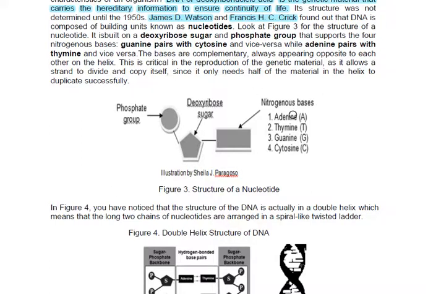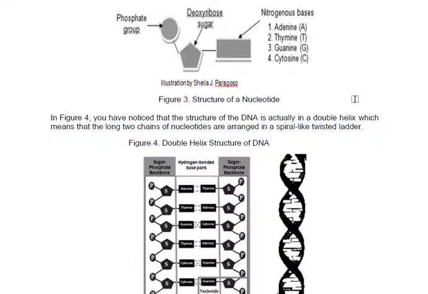So, now, the 4 bases pair with each other. They are partners. Guanine pairs with cytosine and adenine pairs with thymine. Okay? So, the bases are complementary. They always appear opposite to each other on the helix. This is critical in the reproduction of genetic material as it allows a strand to divide, copy itself, and only needs half of the material in the helix to duplicate successfully.